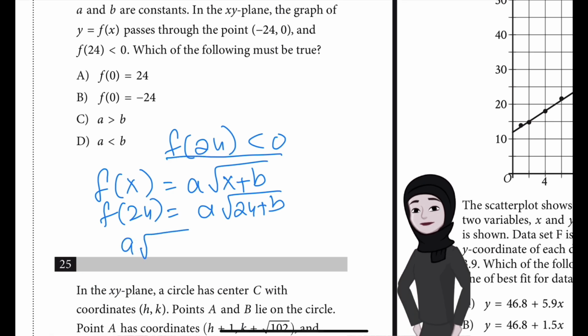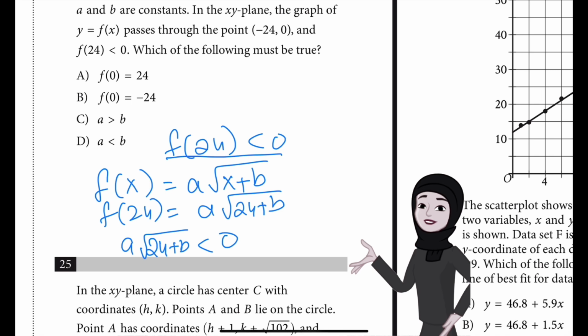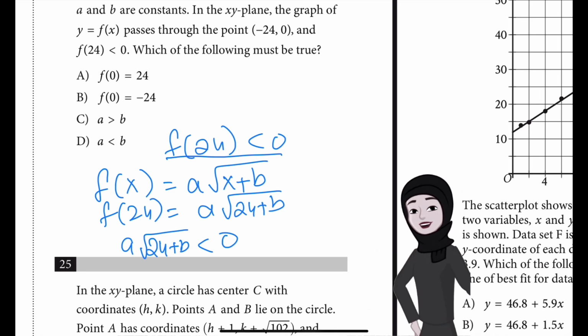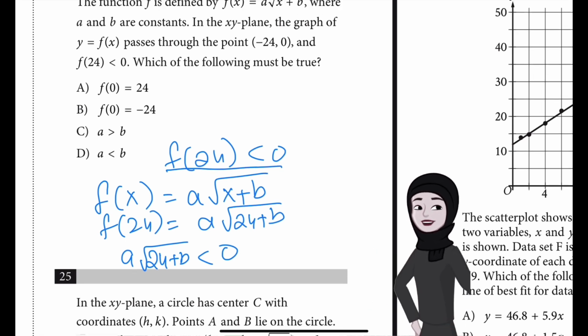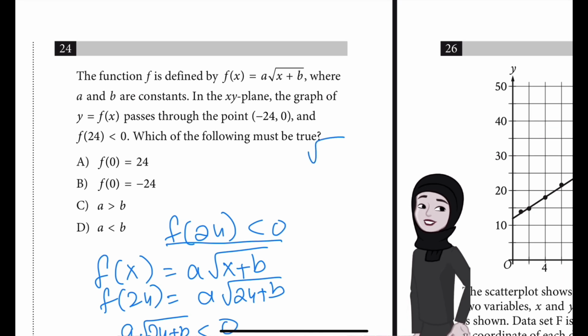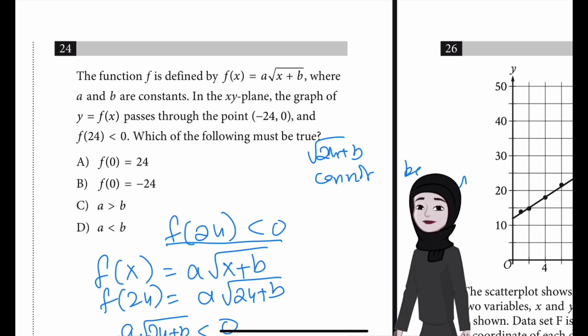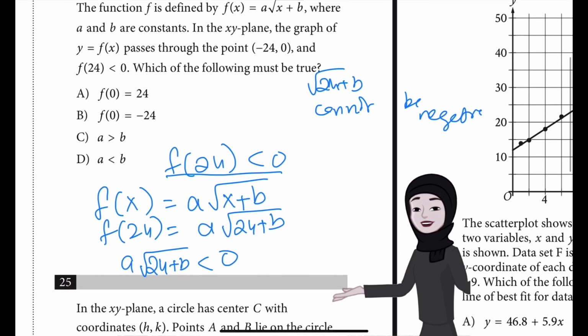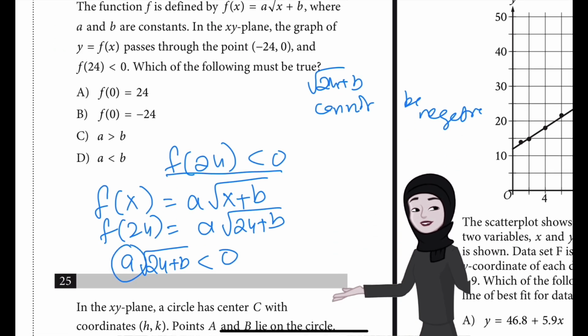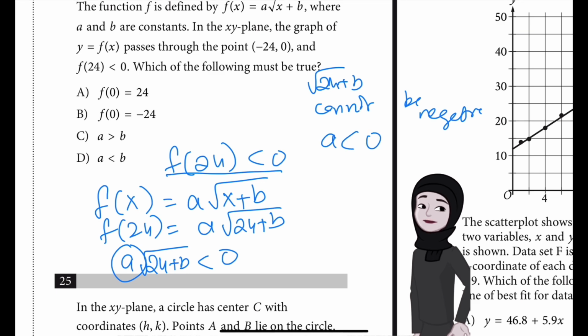Now, since f of 24 is less than 0, it means that a times square root of 24 plus b is less than 0. And square root of 24 plus b cannot be negative, because it is inside the square root sign. So that means the other part, a, that we will consider to be less than 0. That is a negative value.